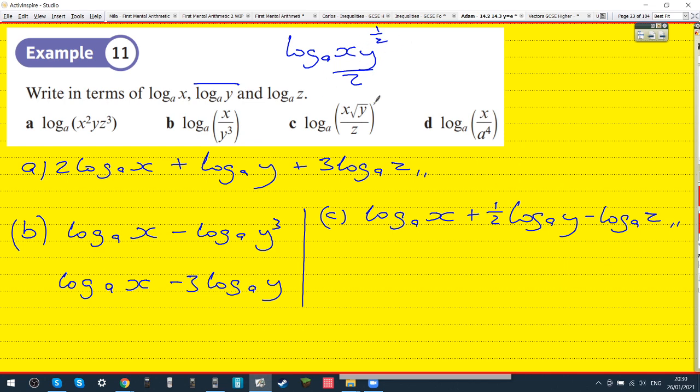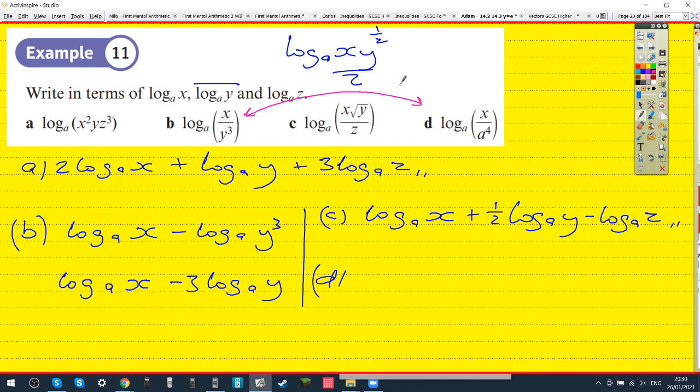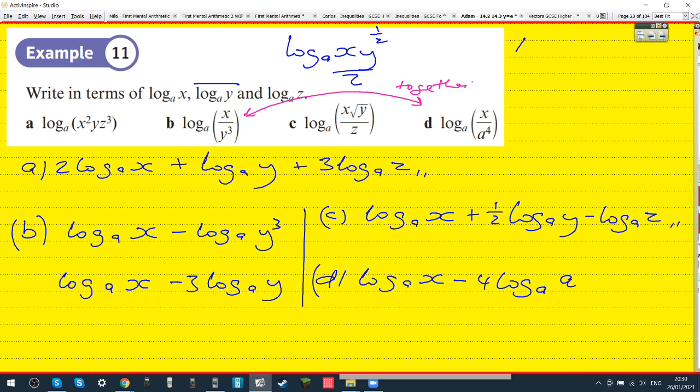And let's just do D for good measure. I think you'll be fine with it. Log ax minus 4 log a. Yeah, that's weird. Hang on. Yeah. Let me just think about this.